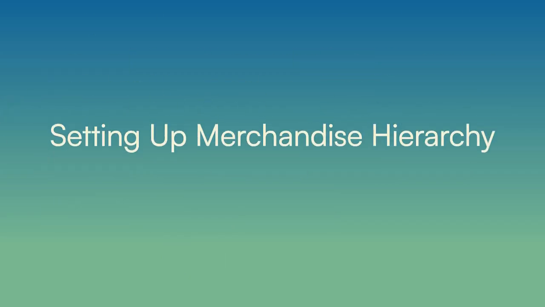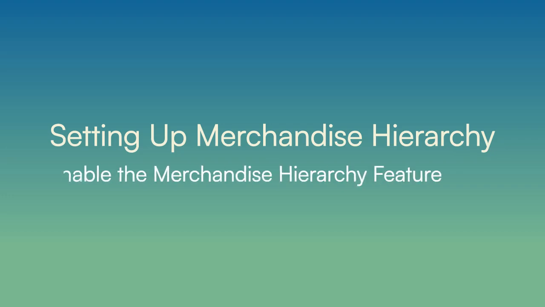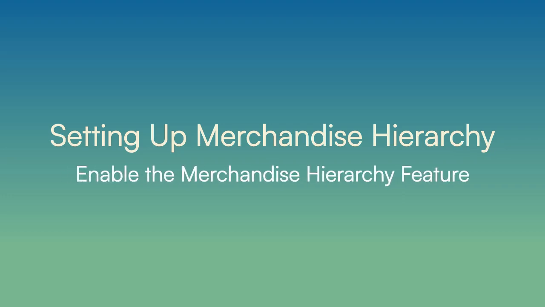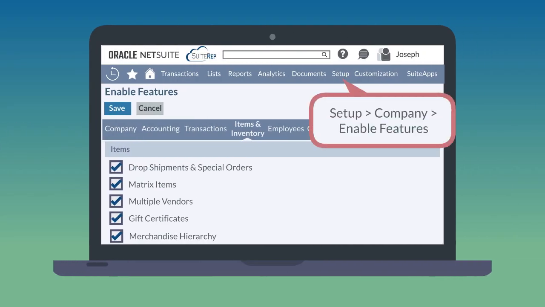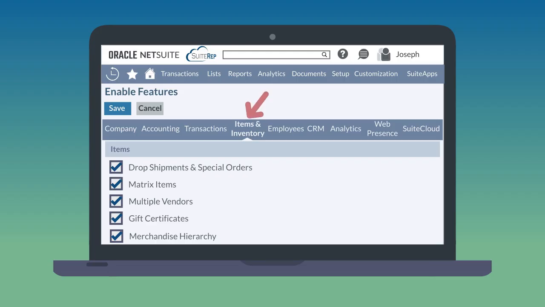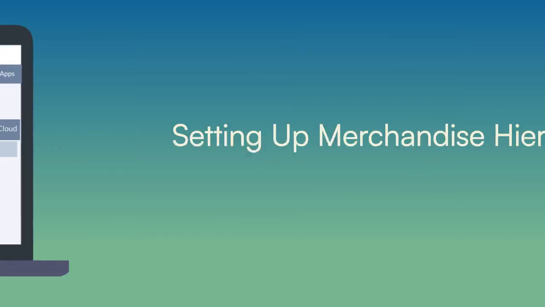If you plan to use the merchandise hierarchy feature, how would you get started? Here are the steps to enable and set up this feature. Before utilizing this feature, ensure it's enabled in your NetSuite account. Navigate to Setup, Company, Enable Features. Under the Items and Inventory tab, locate and enable Merchandise Hierarchy.